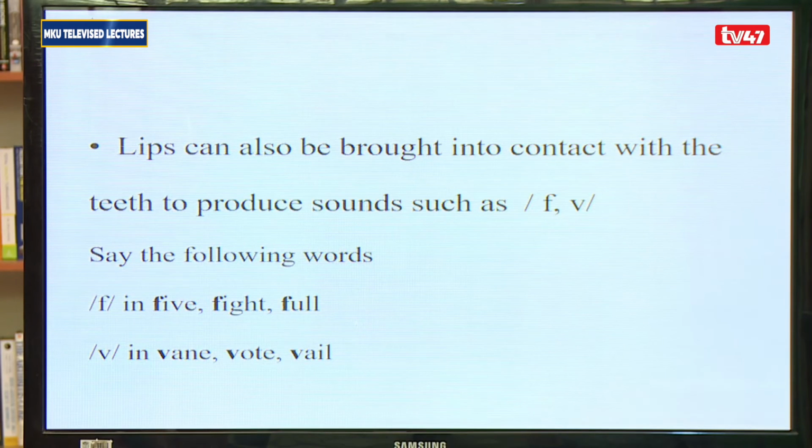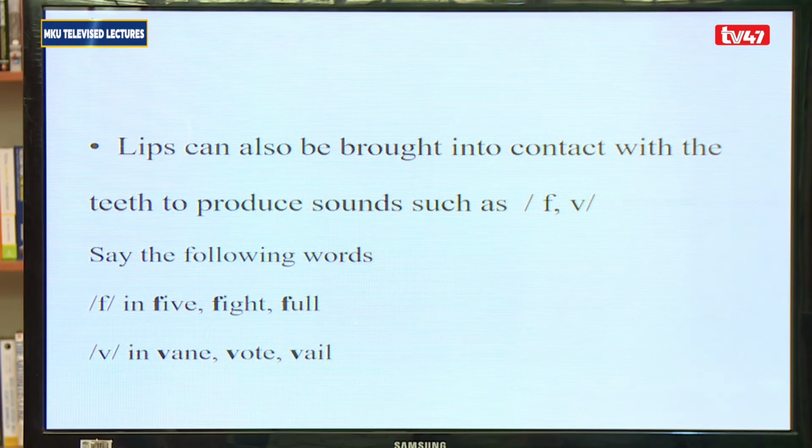Now, it's not just the lips coming together to produce sounds, but we also have the teeth coming in contact with the lips, and certain sounds are produced. For example, let's look at the following words. As we say the words, we pay special attention to the initial sounds.